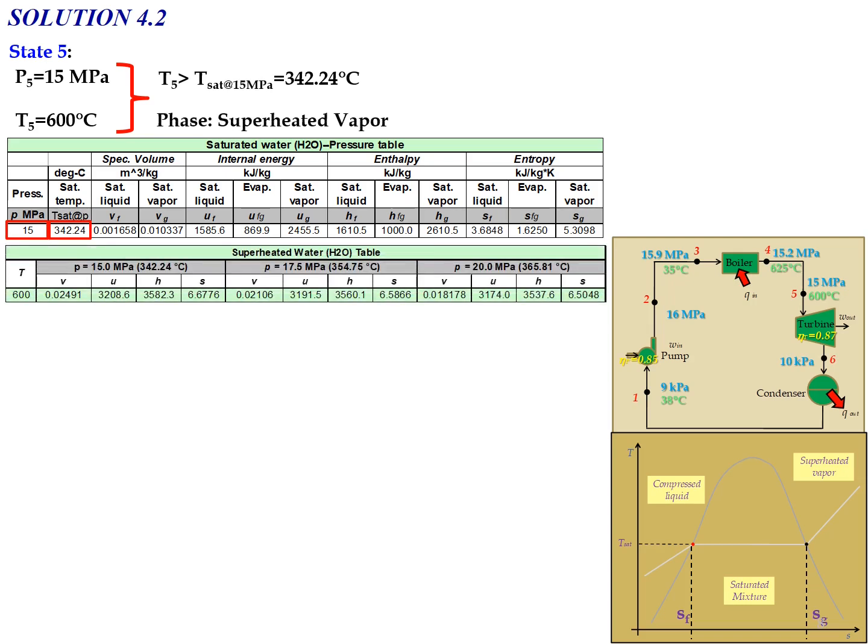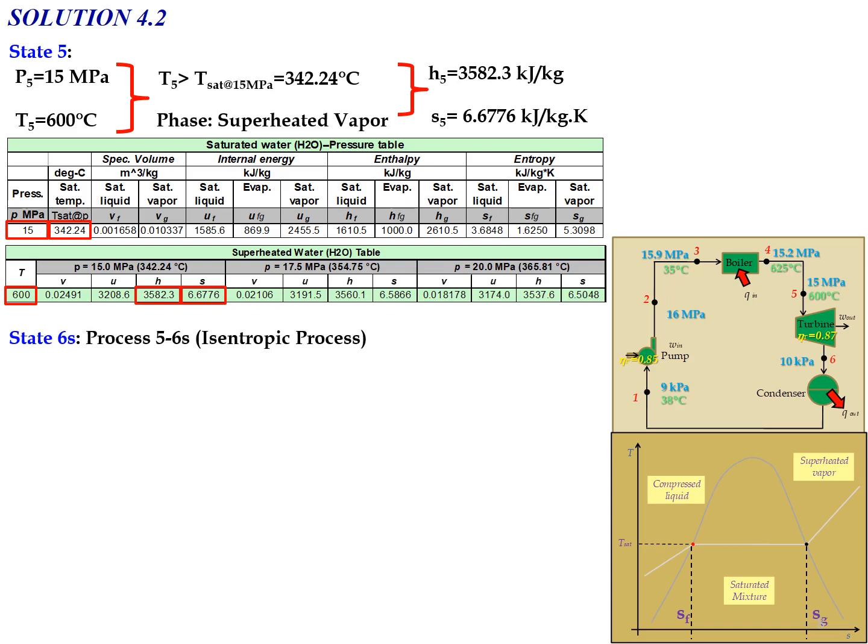So now refer to the superheated water table at 600 degrees Celsius and 15 megapascal. So we can determine the value of enthalpy, where H5 equals 3582.3 kilojoule per kg. And also we can determine the value of S5, where S5 equals 6.6776 kilojoule per kg Kelvin. So later on we will manipulate the value of entropy S5 during the isentropic process to determine the information for state number 6. Okay, for state number 6, we have two states involved, state 6S and also state 6A.